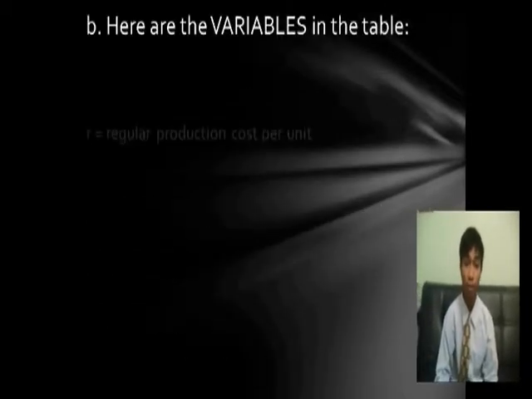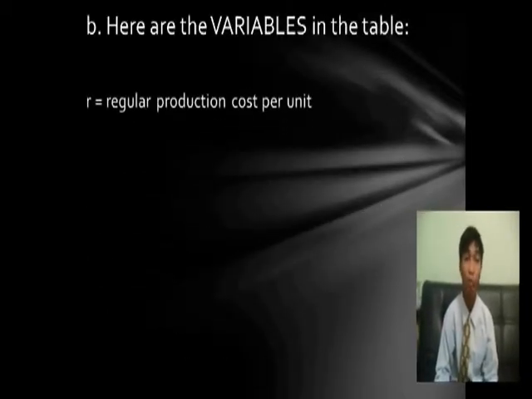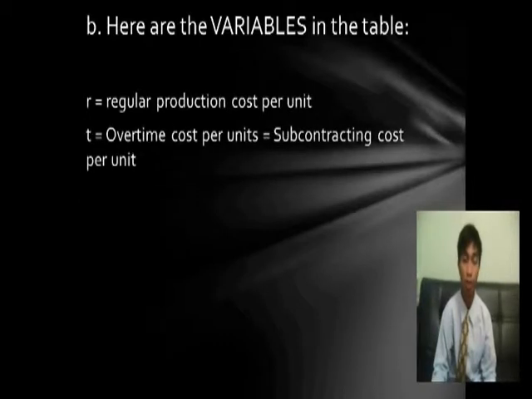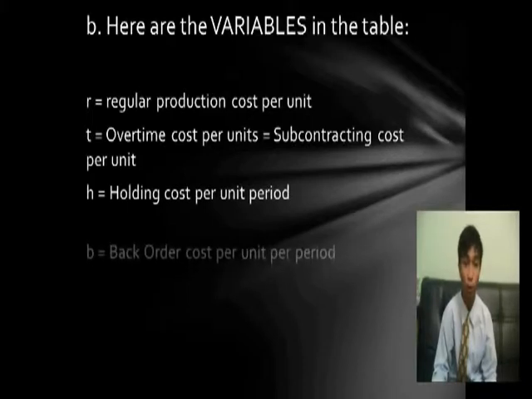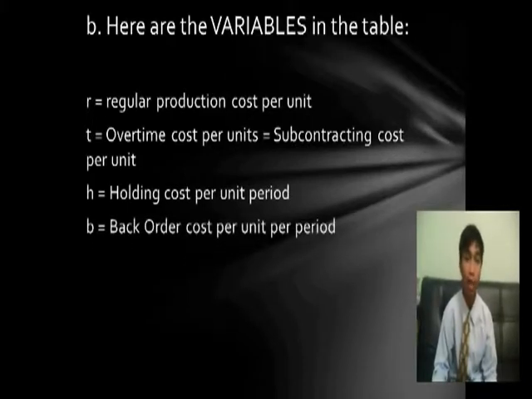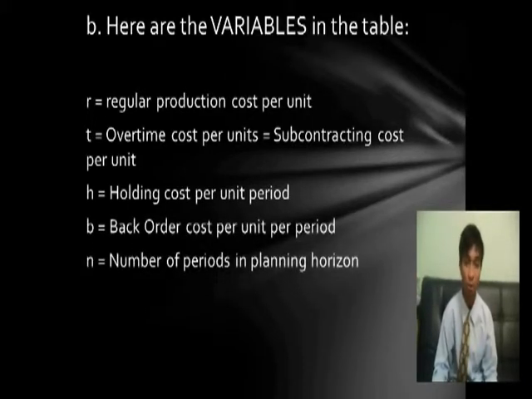The second process. Here are the variables in the table. R means regular production cost per unit. T means overtime cost per unit. S means subcontracting cost per unit. H means holding cost per unit per period. B means back order cost per unit per period. N means number of periods in planning horizon.